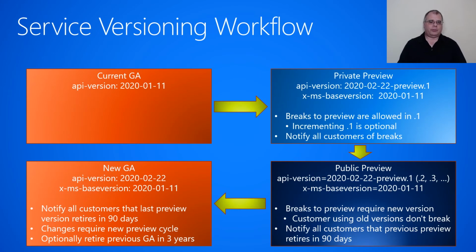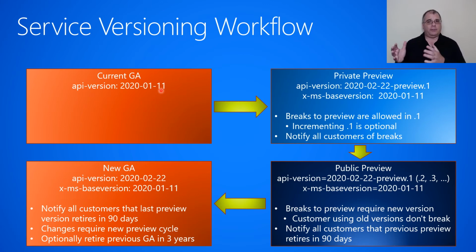This slide walks through the service versioning workflow. Let's say that you already have a service that's currently in general availability, and we'll say that its API version is 2020-01-11. Now that has been shipping and you have customers using it, you would like to start working on the next version of your service.